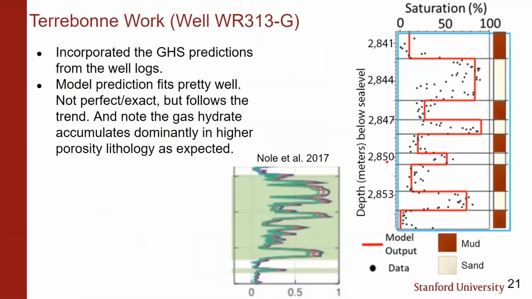We saw that the base of this hydrate stability zone aligns well laterally with seismic, and now we're going to look at the gas hydrate saturation and how it aligns with the well data vertically. So it seems to follow a pretty good trend where the model output is here in red, and then the black data points are from the well, and you can see that the lithologies in the light beige here, that's sand, and then in the brown, that's mud. And naturally, we have higher saturations in the sandy layers.